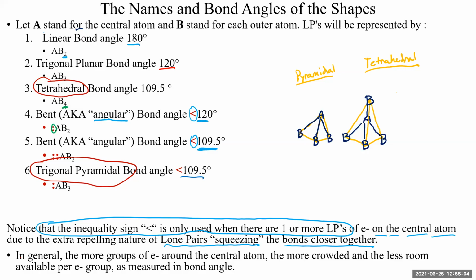So there's the difference. Central atom on the very top with a lone pair sitting on top of it. That's a pyramid. Central atom in the very middle with an atom on top at the apex. That's a tetrahedron. That's the difference.